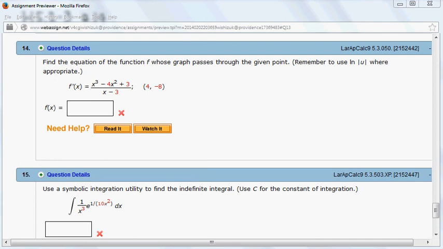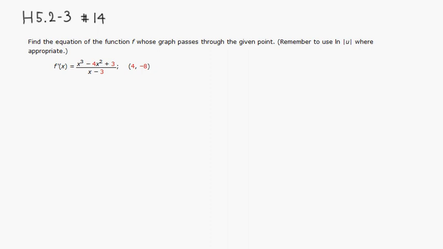Okay, let's look at homework 5.2, 5.3, problem number 14. We have this derivative given and some initial value. Then we have to find the original function, f of x. So let's do that.